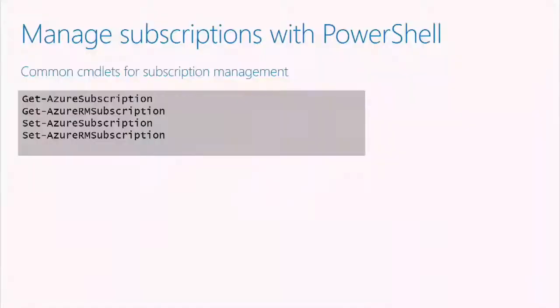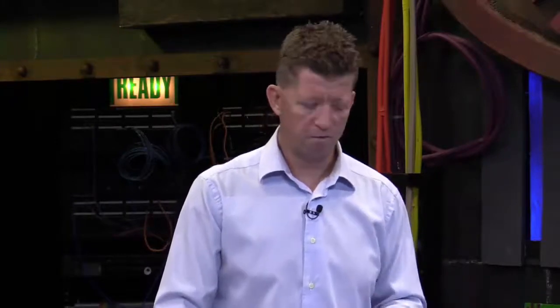Have a look at these PowerShell commands. You'll notice that I have Get-AzureSubscription and Get-AzureRMSubscription. If I want to manage functionality that's in the new portal, I'm going to use the Azure RM version of the PowerShell command. If I want to manage functionality in the old portal, I'm going to use the non-RM, or just the Get-AzureSubscription or Set-AzureSubscription. And you're going to find this is true for every PowerShell command with Azure.